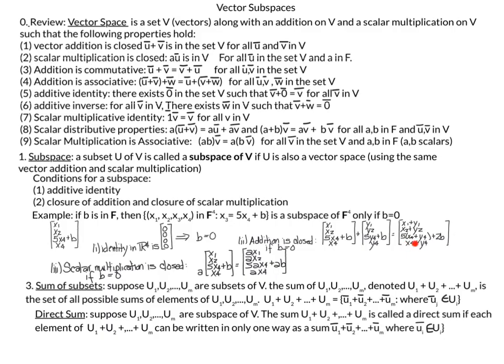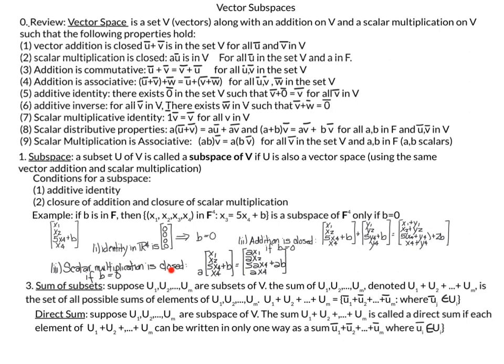We can see now over here that x3, the third coordinate, needs to equal 5 times the fourth coordinate plus b, but what we have is 2b. So the only way this 2b can equal this b is when b equals 0. So again, addition is closed only if b is 0.